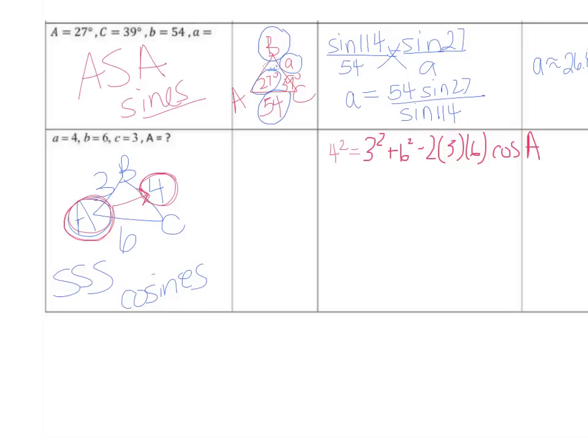So remember that 4 and A go together because they were opposites. See, 4 and A. So that's why I start with the 4 squared, because I'm looking for angle A. Okay, so I'm going to use side A to start out with.